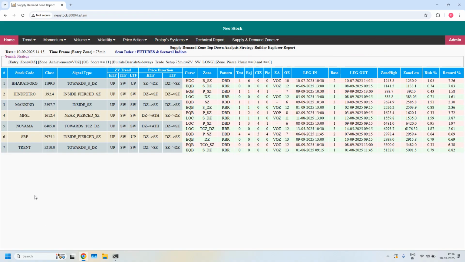Let's filter. We got 7 stocks supporting sideways long trade setup for weekly income trade. And entry time frame zones are 75 minutes demand zones. So total we got 7 stocks. But remember, you can plan trades only if less than 30.3 checklist items are satisfied. Otherwise, higher chances of zone violation.